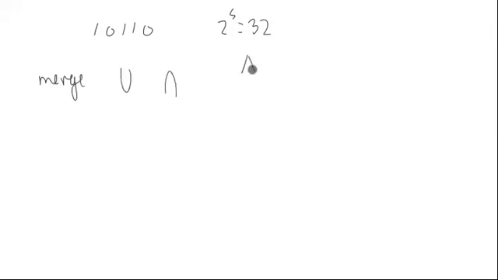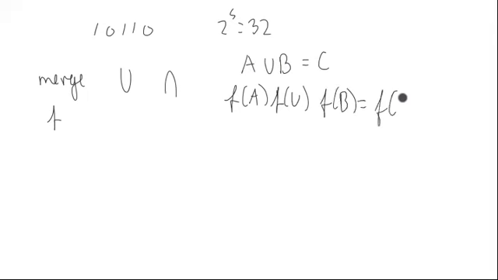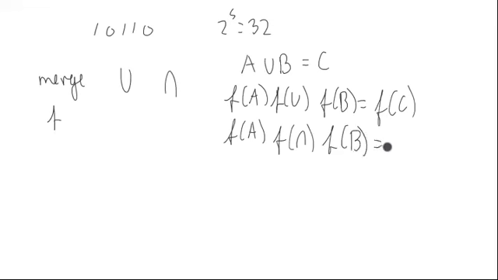Anytime we have a statement like A union B is C, suppose this merge is a function F. Then we want F of A, union, F of B to be equal to F of C. We'd also like F of A, intersection, F of B to be F of D, so in particular, if we had A intersect B equal to D, then we'd want this to be F of D. So we'd like these ideas to hold.